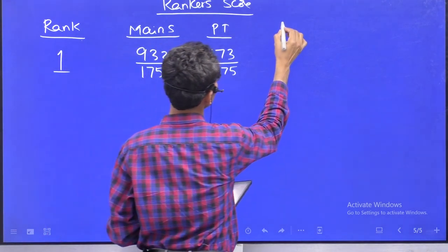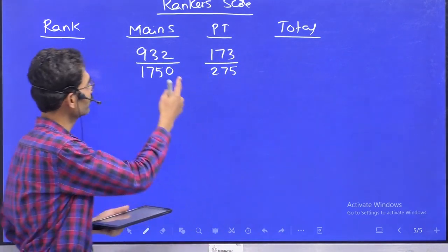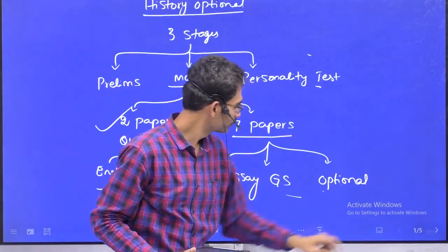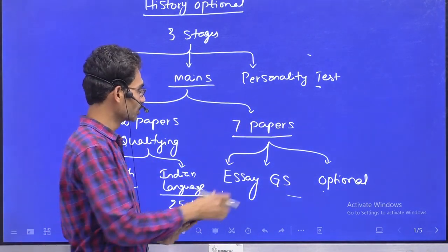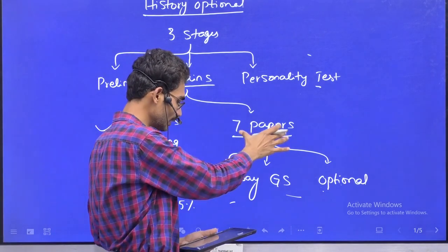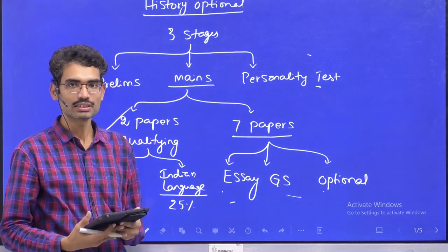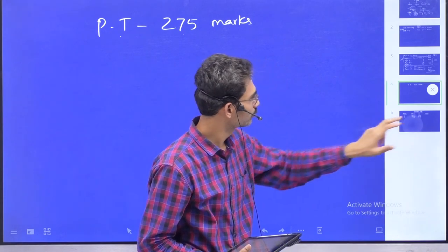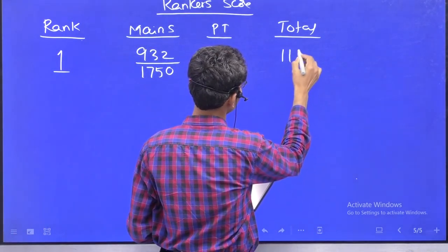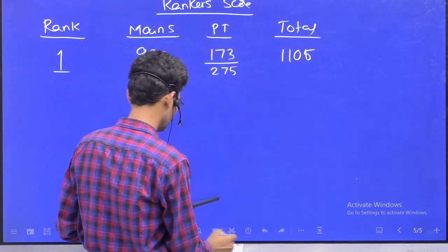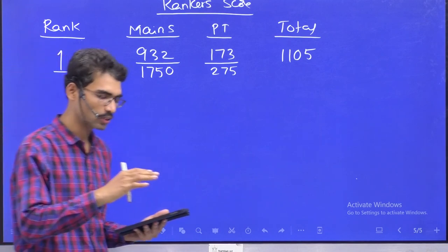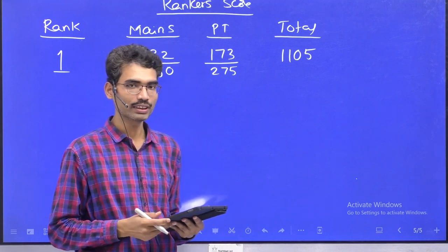So if you add the 932 mains score as well as the personality test score. So this 932 is these seven papers. Are you understanding? So in these seven papers, she got 932, because these will not be counted, whatever may be the marks. And in the personality test, she secured 173. So total 1105. Total 1105.